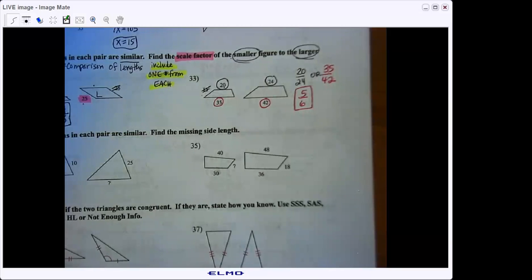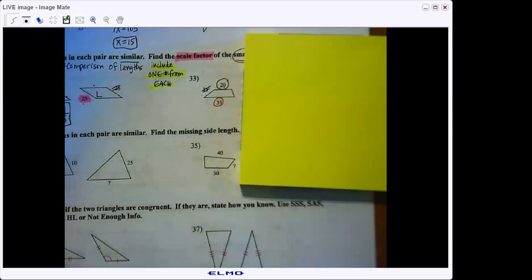Please notice that I could not use 20 over 35. Why not? Anybody have an idea why I couldn't use that? Because they're not the same side. Yeah, they're not the same side.